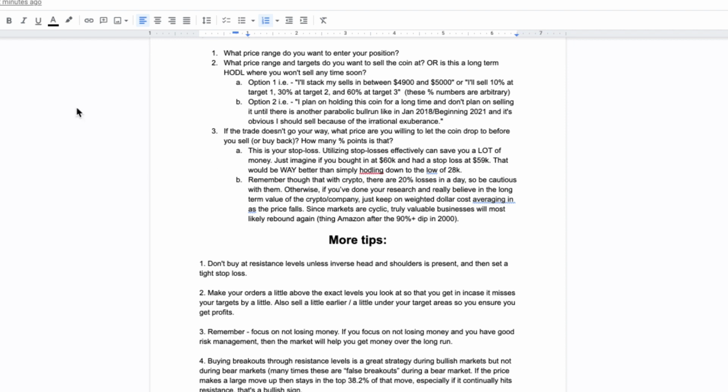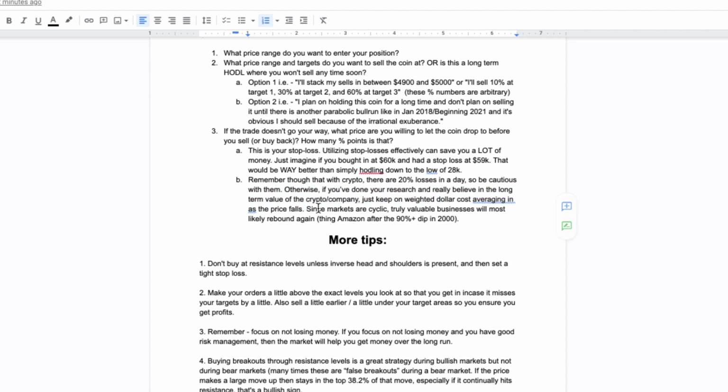So anyway, that's pretty much what it is. And so remember, with crypto, there are 20% losses in a day, so be cautious with them. Otherwise, if you've done your research and you really believe in the long-term value of the crypto or the company, just keep on weighted dollar cost averaging in as the price falls. This is what I did with Quant Network, and it worked out really well. This is what I did with pretty much everything. That worked out really, really, really well.